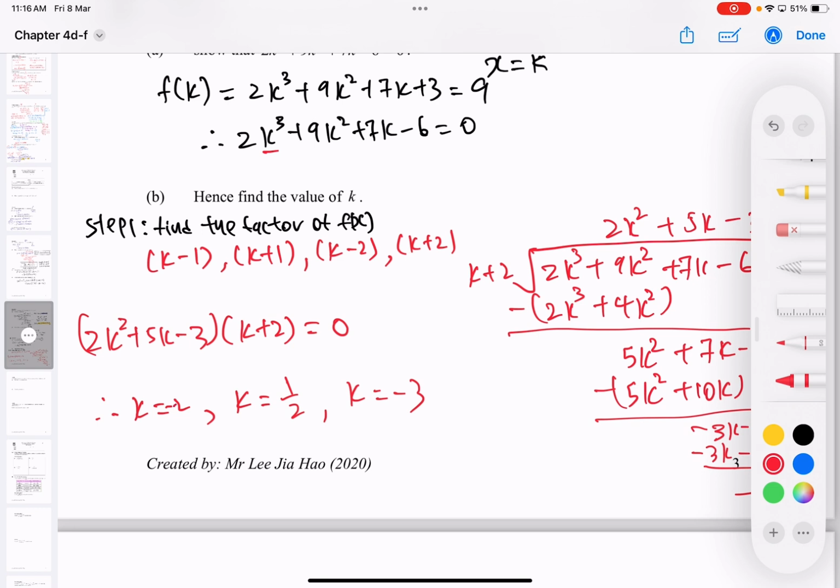Okay? So you have 3 answers: k is -2, k is half, and k is -3. This one you can use your quadratic formula to solve. I don't need you to factorize because they never specify that you must factorize. Okay, we do one more and then we end the day.